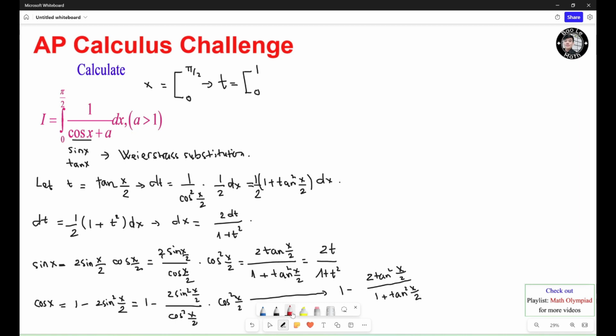Alright. Now I'm going to write this guy and this guy with the same denominator by multiplying this guy by 1 plus tangent square x over 2. So the denominator is 1 plus tangent square x over 2. Now the top is going to be 1 minus tangent square x over 2. Now I substitute t for tangent x over 2. So it turns out to be 1 minus t square over 1 plus t square. Alright, so I'm going to box this formula because we're going to use this later.